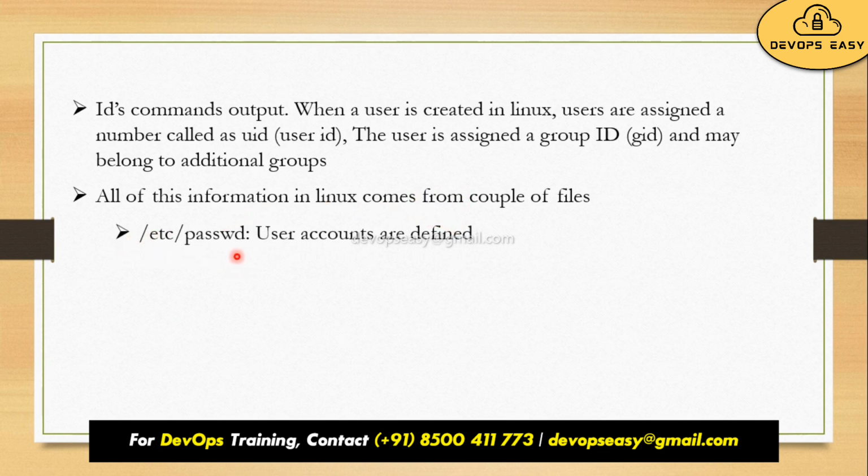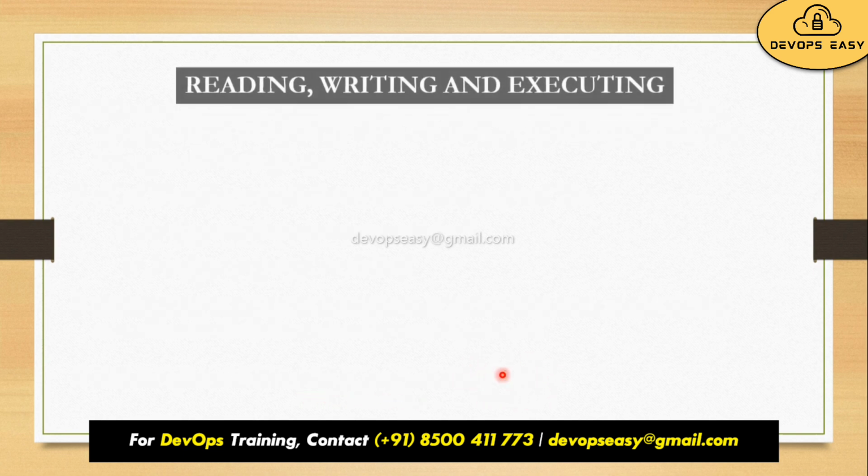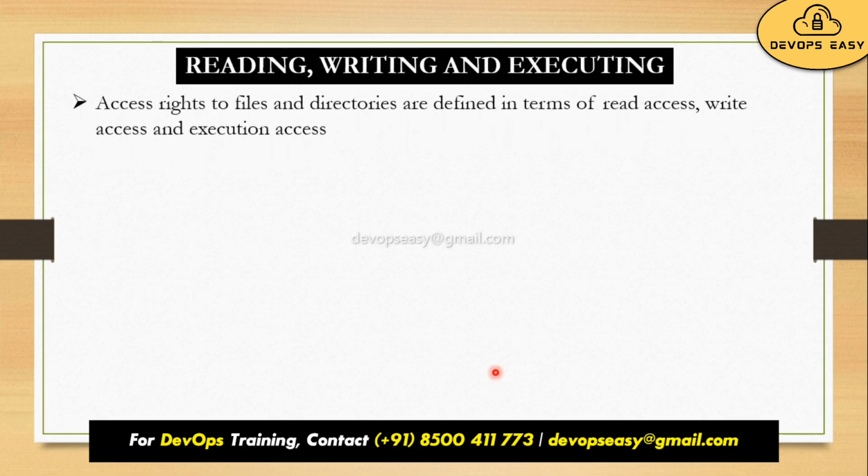All the information in Linux comes from a couple of files. /etc/passwd, in this file, user accounts are defined. User account related information will be present in /etc/passwd. Group information will be present in /etc/group. /etc/shadow is a secret file containing the passwords. In a Linux system there is a super user, which is the root user. You will learn about this later, just maintain some patience. The root UID is 0.